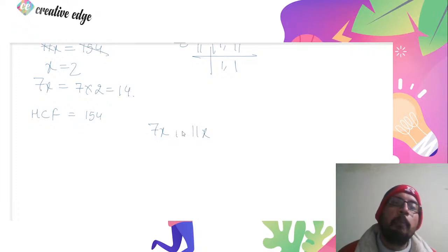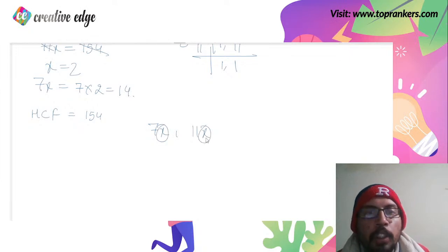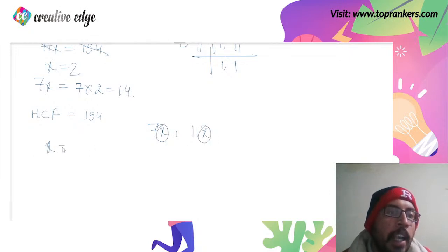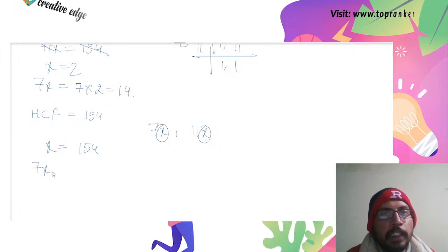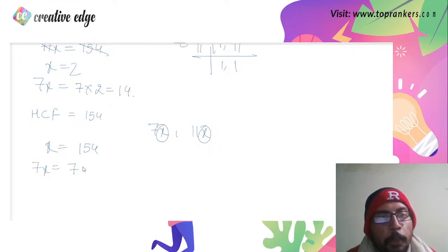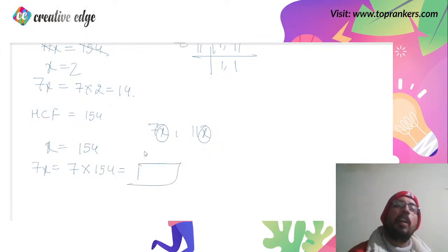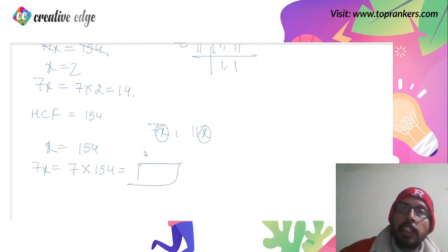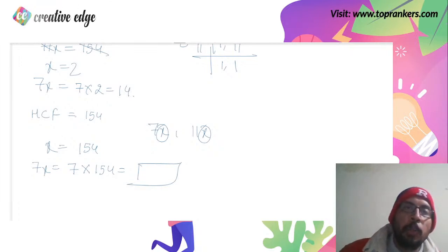What will be the HCF? HCF is that number which is common to both the numbers. So x is common to both. So I would be saying that here x is given as 154. Now if I were to find the first number, it would be 7x, that is 7 into 154. So the multiplication of this number will be your answer. So I have told you both the cases, when LCM is given and when HCF is given. I hope it is understood by you.